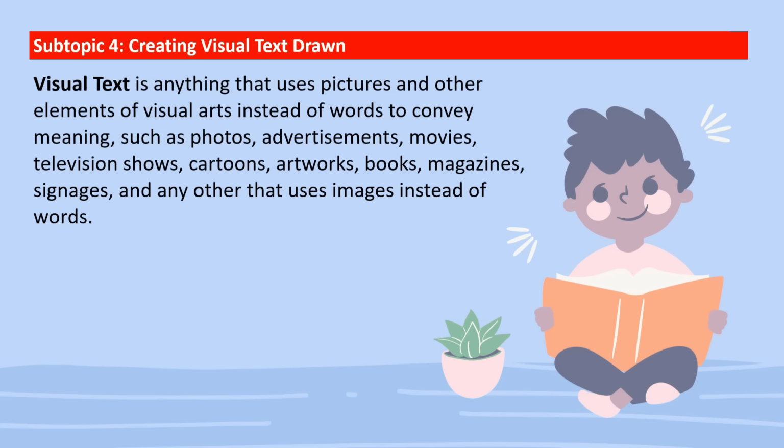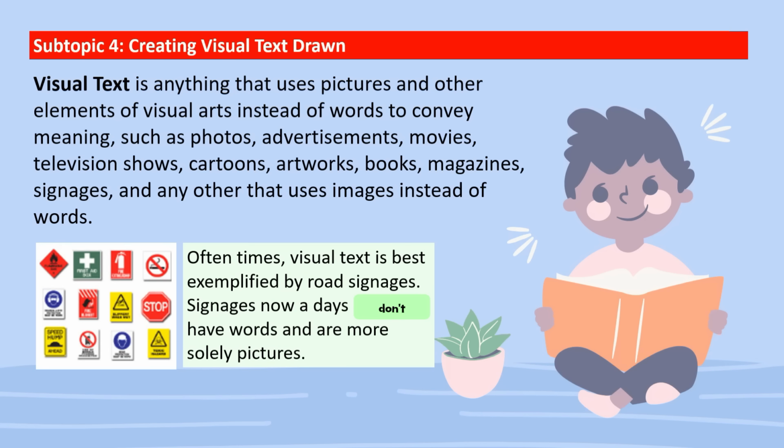Before proceeding to your final activity for this week, let me discuss shortly on creating visual text drawn. Visual text is anything that uses pictures and other elements of visual arts instead of words to convey meaning, such as photos, advertisements, movies, television shows, cartoons, artworks, books, magazines, signages, and any other that uses images instead of words. Oftentimes, visual text is best exemplified by road signages. Signages nowadays don't have words and are more solely pictures.